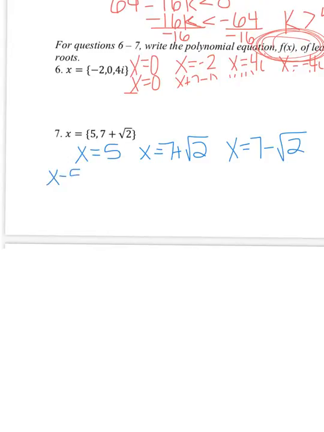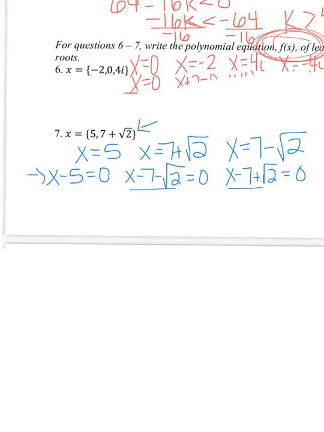So x minus 5 equals 0. x minus 7 minus the square root of 2 equals 0. And x minus 7 plus the square root of 2 equals 0. I have found that if people try to jump straight from here to here, you make a lot of mistakes with these ones. Okay, so just be careful.